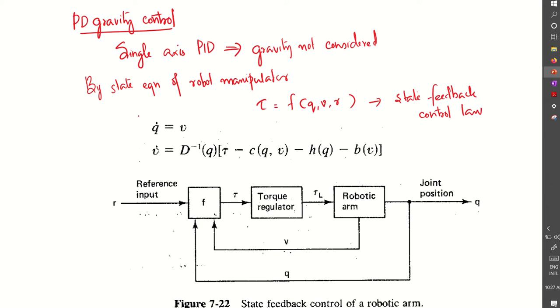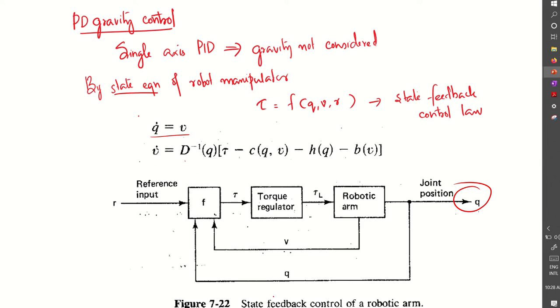For that, we take the state equation of the robotic manipulator, which is Q dot is V, where Q is the joint position. The joint position derivative with respect to time gives V. And V dot is D inverse Q, where D is the inertia tensor, times tau minus C(Q,V) minus S(Q) minus B V. So that is V dot.